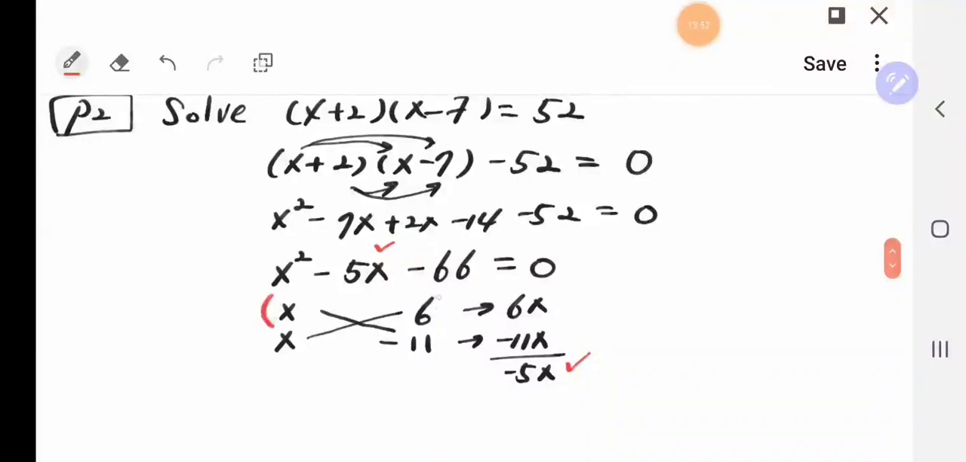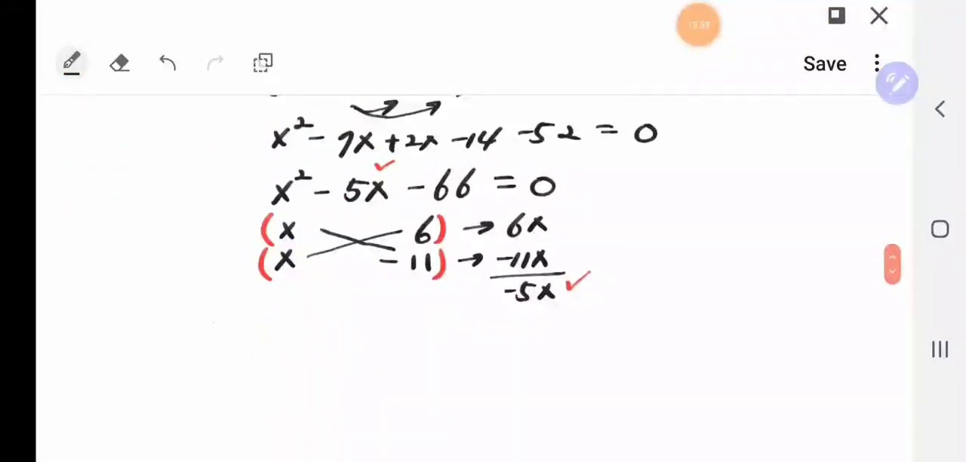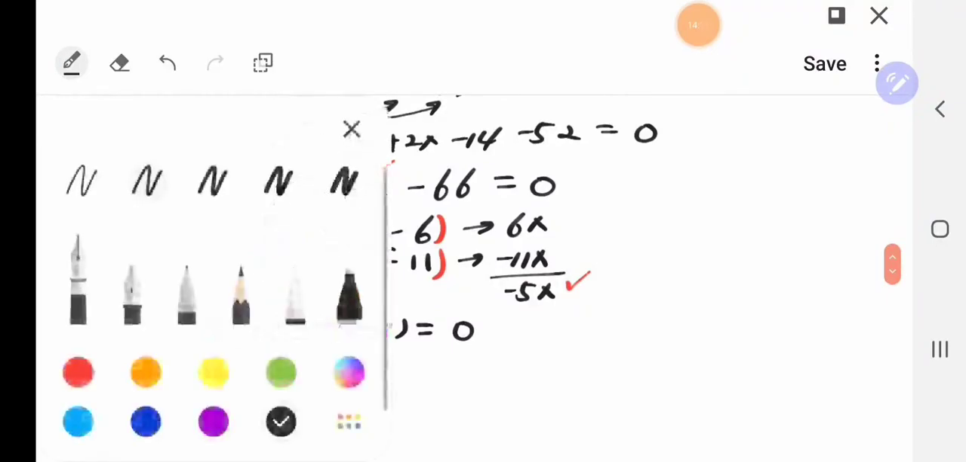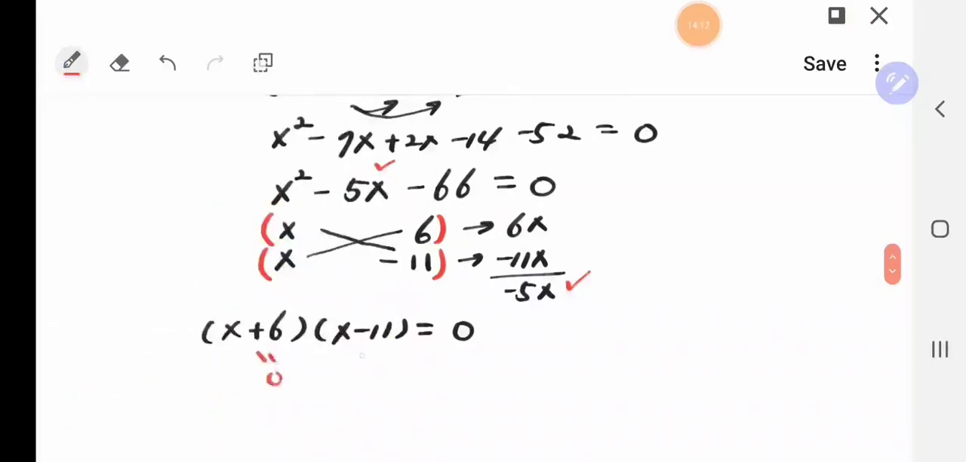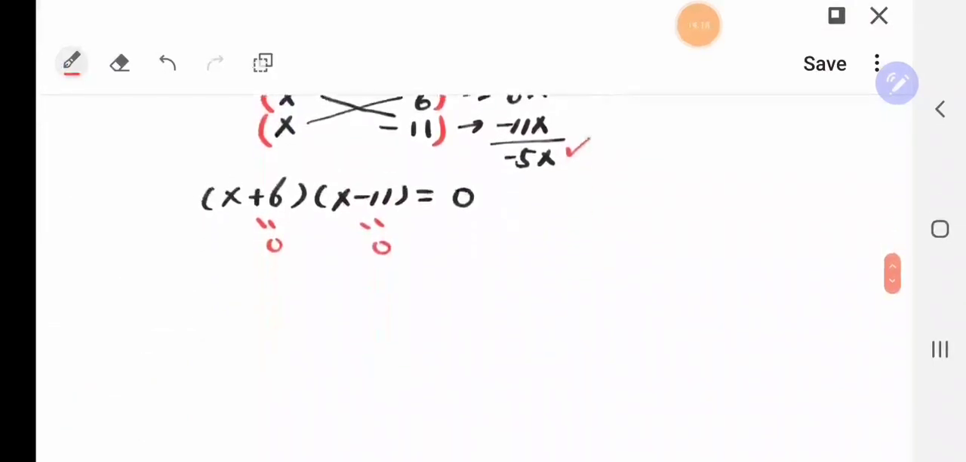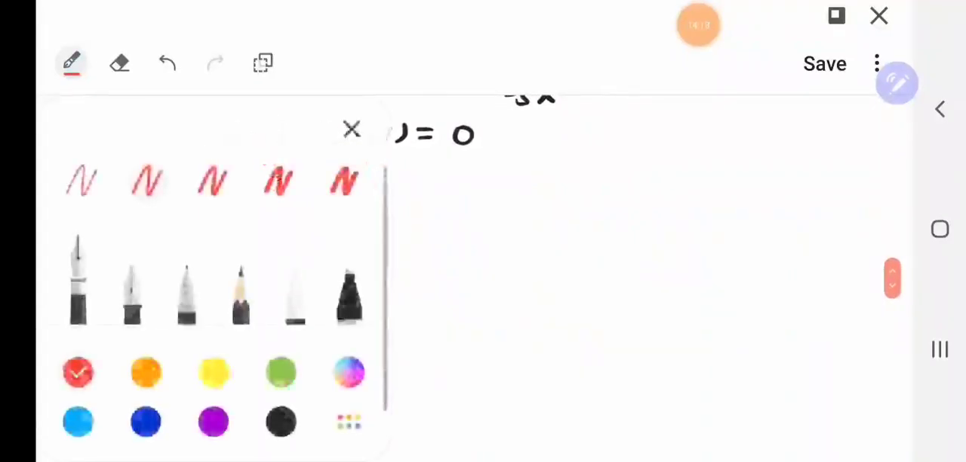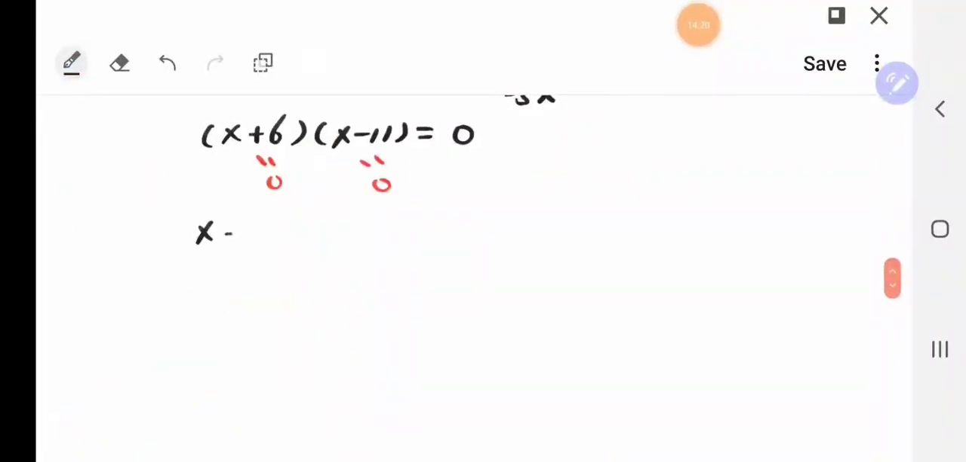So the left side of the equation will be the product of these two binomials. So this will be x plus 6 times x minus 11 is equal to 0. Now the left side of the equation is a product, and that product is equal to 0. So we can set each factor equal to 0, and then write the equations for these two factors. So x plus 6 is equal to 0, or x minus 11 is equal to 0.